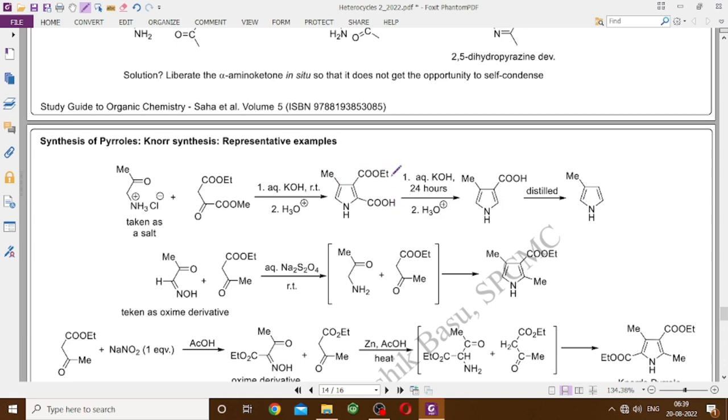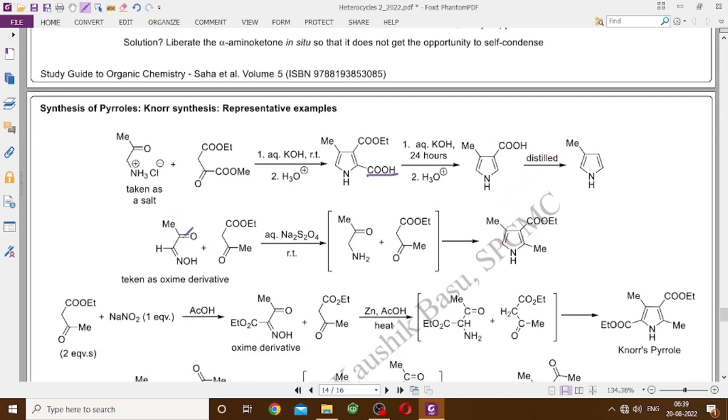with formation of the 3-methyl here. The ester is hydrolyzed, and then you heat it with H3O+. First you lose the alpha CO2H, and then you eventually lose the second CO2H from the beta carbon.